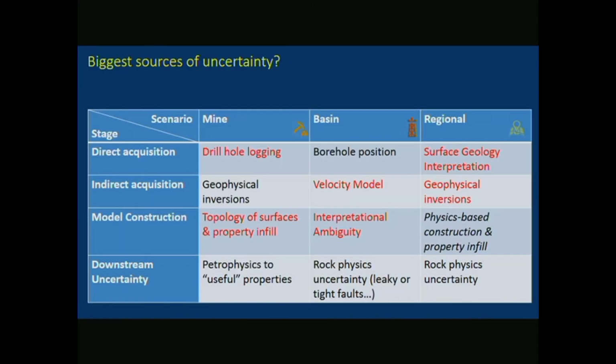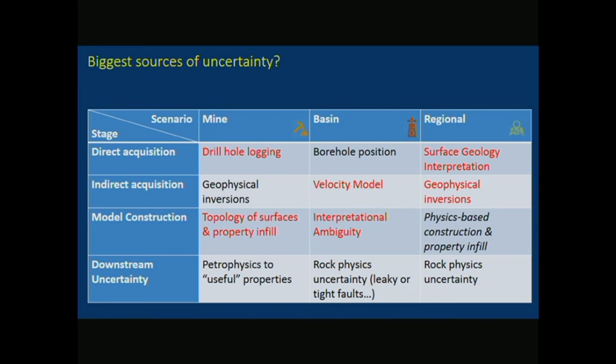So just to sum up, the different types of approach to 3D modeling that occur in mines, basin, and regional modeling have different key sources of uncertainty. It's not the same in all of these systems, and therefore, if we want to improve our understanding of a model at a regional scale, we're going to have to try and address some problems. Probably some are more important than others.